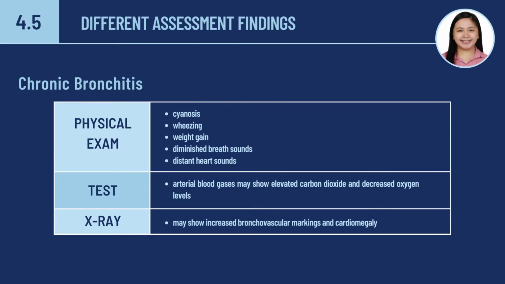Chronic bronchitis. In physical examination, it shows cyanosis, wheezing, weight gain, diminished breath sounds, distant heart sounds. In tests, arterial blood gases may show elevated carbon dioxide and decreased oxygen levels. In X-ray, it may show increased bronchovascular markings and cardiomegaly.